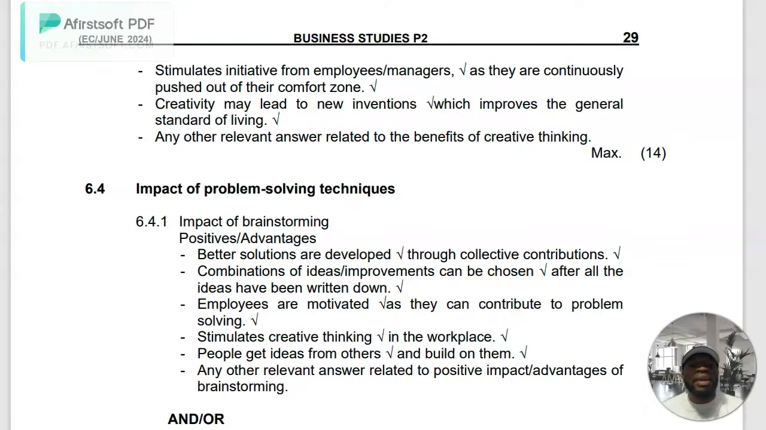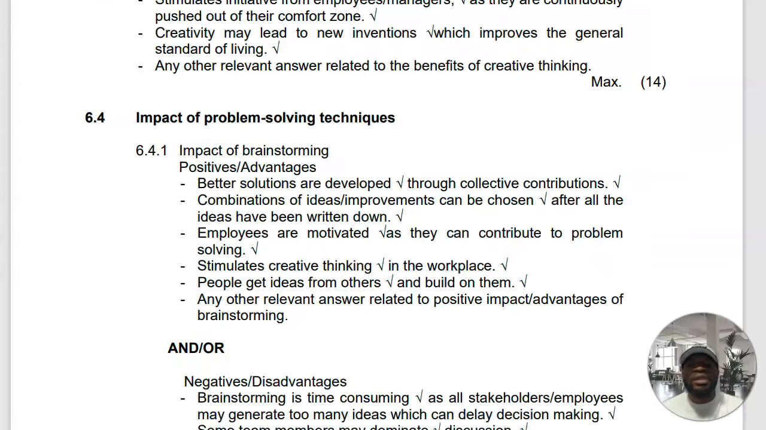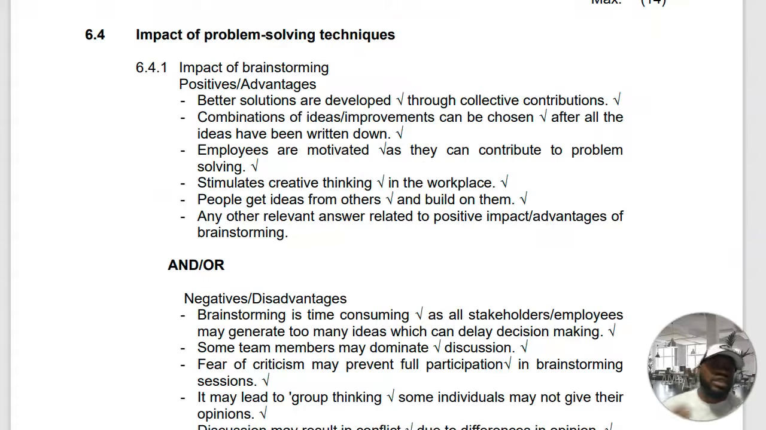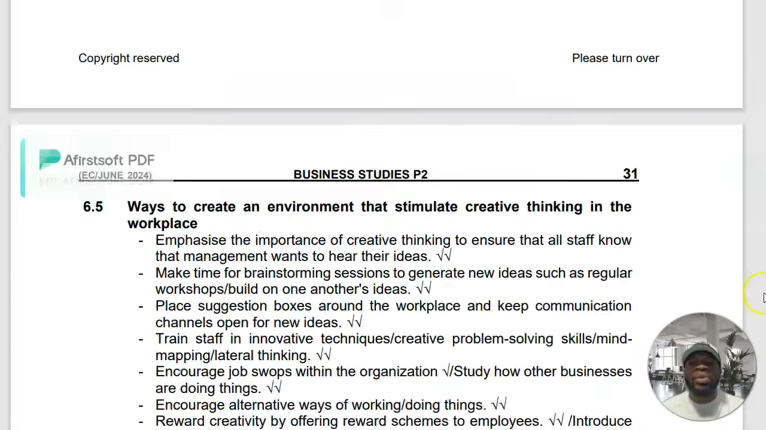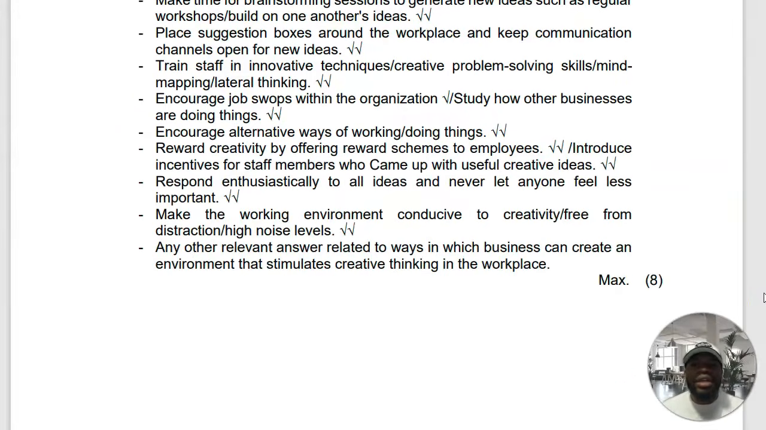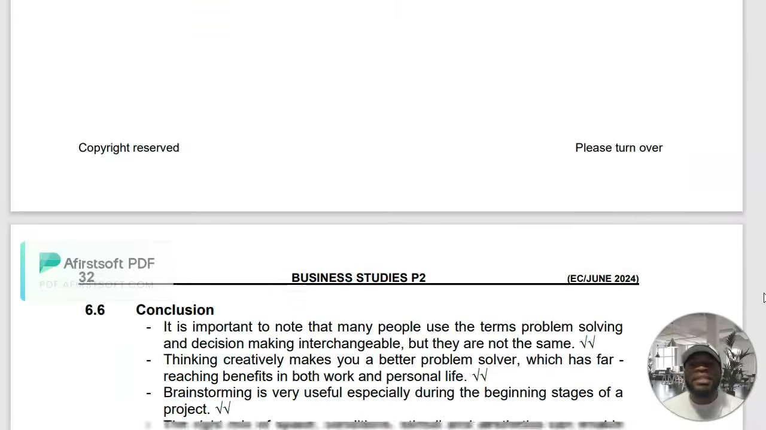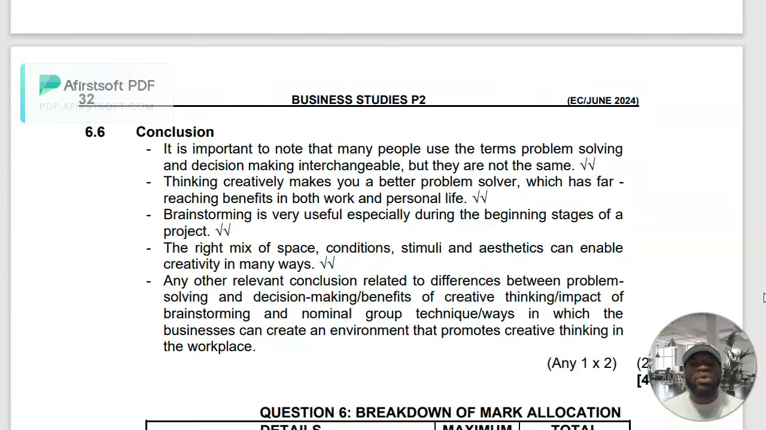Then impact of problem solving techniques. So you know when it's impact, you can give positives, which are advantages, and negatives, which are disadvantages, or both. You can even mix them. Then we go to ways to create an environment that stimulates creative thinking in the workplace. That's our last bullet point, which is 8 marks. Then from there, we have the conclusion. The conclusion, we're expected to write only 1 point, which will give us 2 marks.